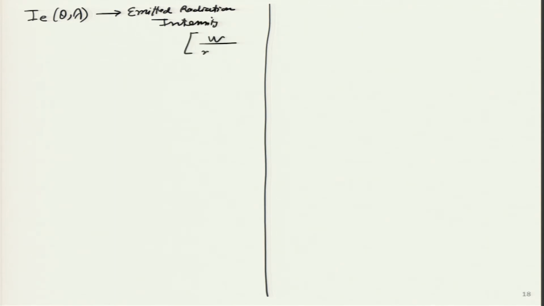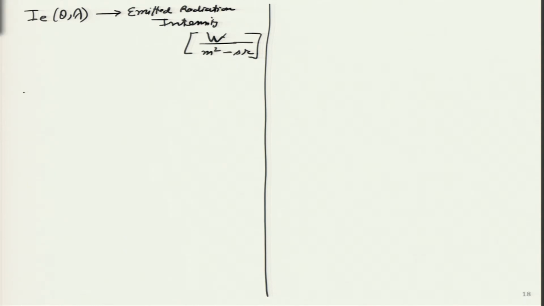So, let me recap. Till now we have defined I e theta lambda, which I can call the emitted radiation intensity. And somebody asked what its units are. So, this is watts per meter square per steradian. This is the rate at which energy is being emitted, that is the numerator, per unit normal area in that direction, per unit solid angle.